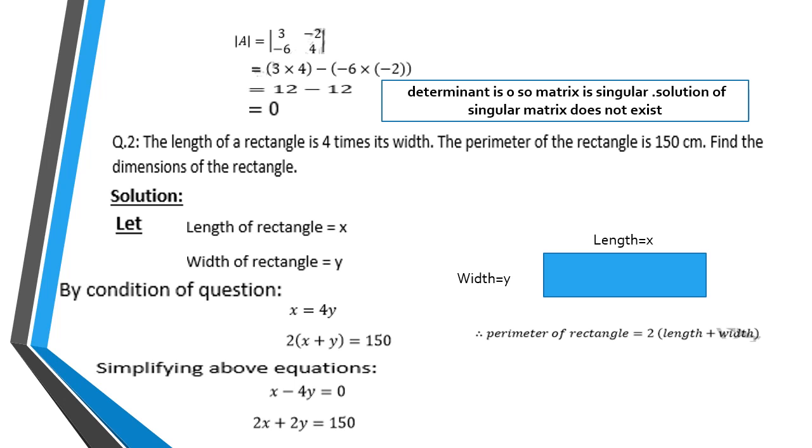Now the second equation: 2 multiplied with x is equal to 2x and 2 multiplied with y is equal to 2y. So the equation becomes 2x plus 2y is equal to 150. It is the second equation.